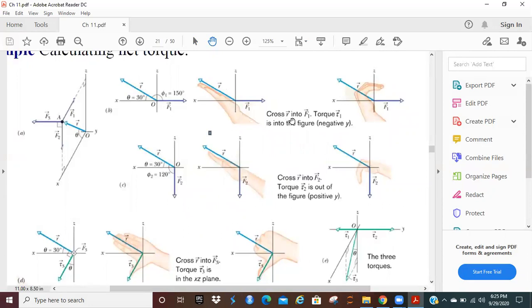If you're going to cross R into F1, which is how this is read in this particular book, the torque is into the figure. In other words, your z-axis is this way, your x-axis is this way, so that basically they've taken this picture and flattened it out so that this surface is right here. If you curl your fingers such that R curls towards F, which way does your thumb point? It points into the page, which in this particular case is the negative y direction.